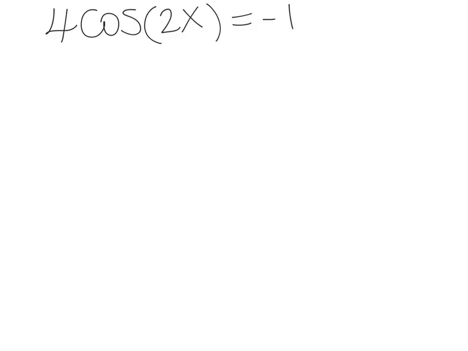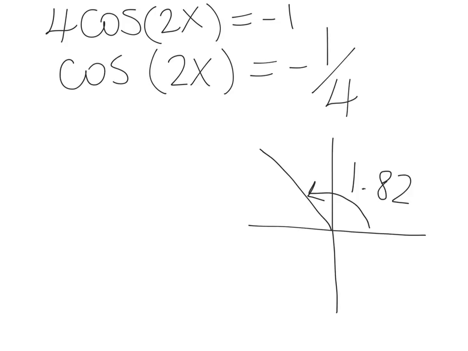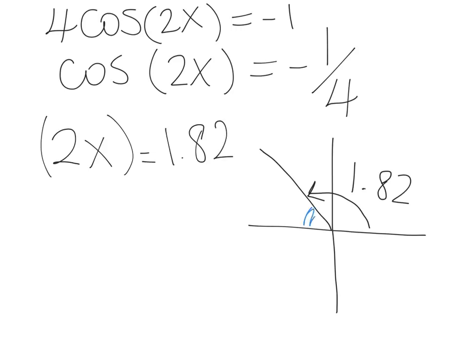So we'll start with an example. This was the last example in the Chapter 8 practice quiz that I handed you before you took the quiz on Friday. And we solved it, and we found that one of the angles in radians was 1.82. So the angle theta, or 2x in this case, equals 1.82, and that makes the reference theta right here 1.32.